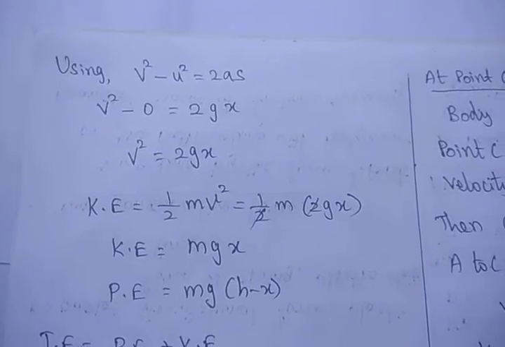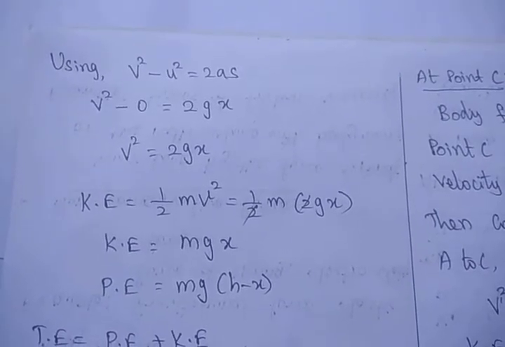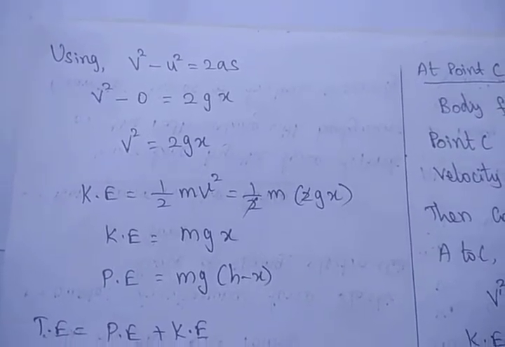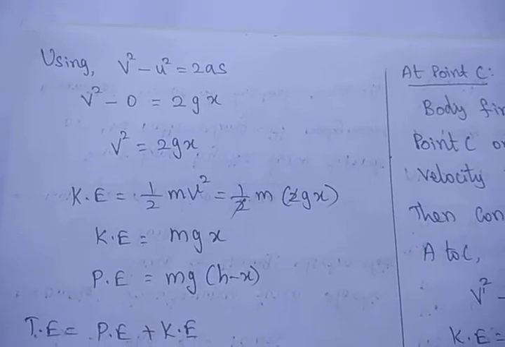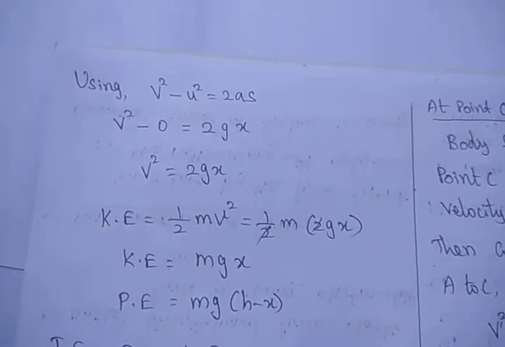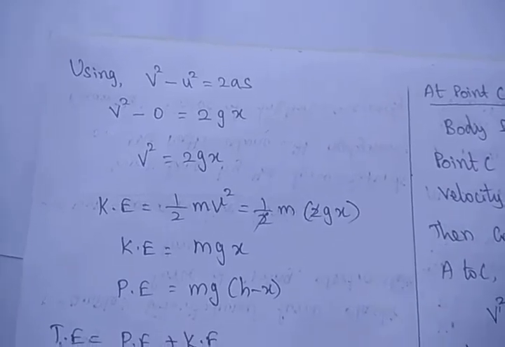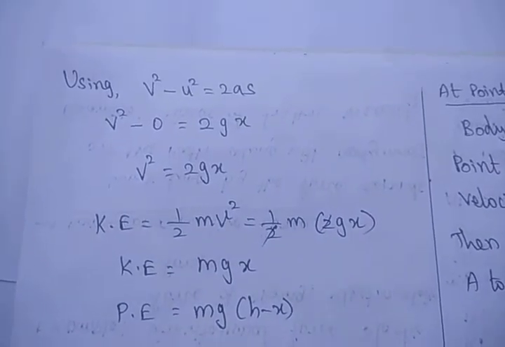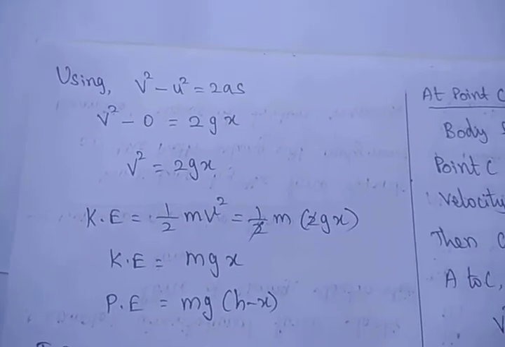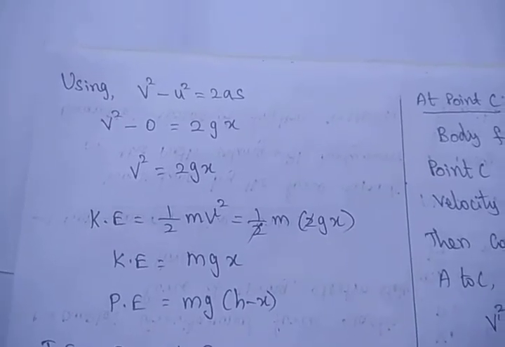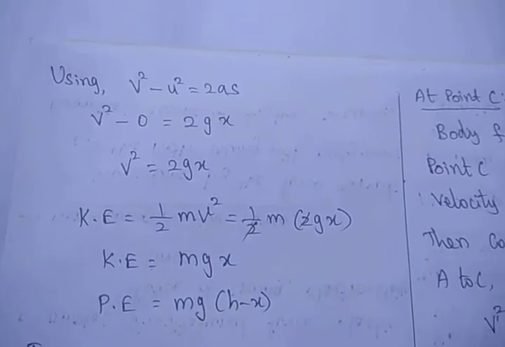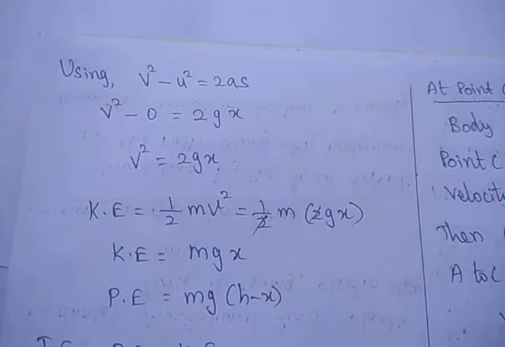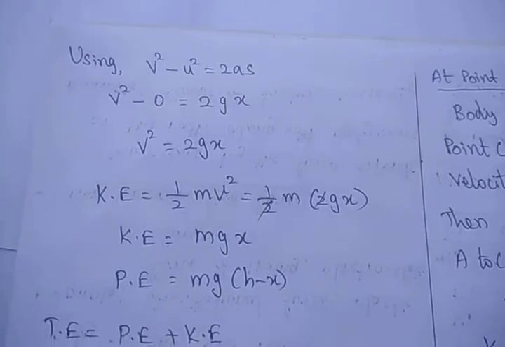When a body falls down towards the earth, we take g as positive. When the body moves against gravity, that is when the body is moving upward, we have to put a minus sign for g. Here in our case the body is falling down, so we take the acceleration as positive, and s is the distance traveled by the body. So velocity squared is equal to 2gx.